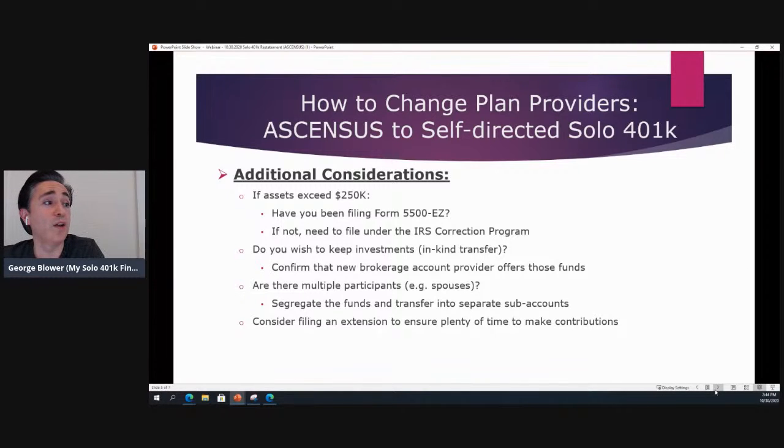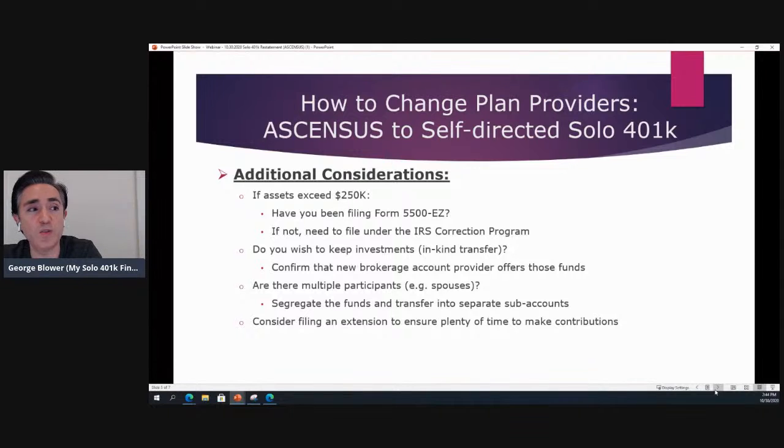So another consideration is if you want to keep investments that you already have in your plan. Let's say that you have a specific mutual fund and you want to restate the plan because some of the cash that's in your account, you want to be able to invest in alternative investments, or you want to be able to do Mega Backdoor Roth and not pay additional fees.